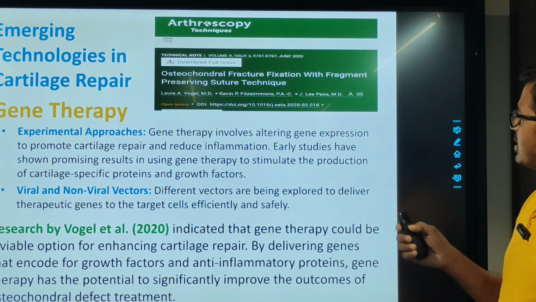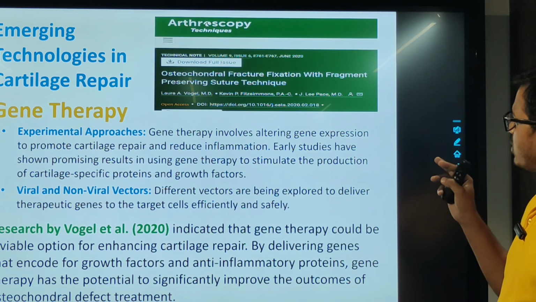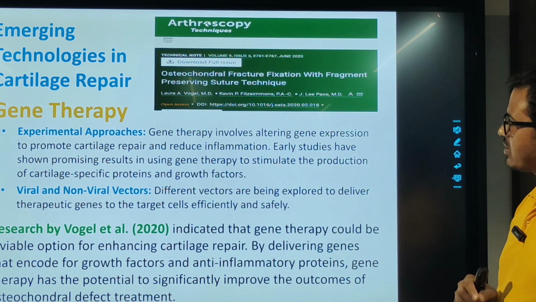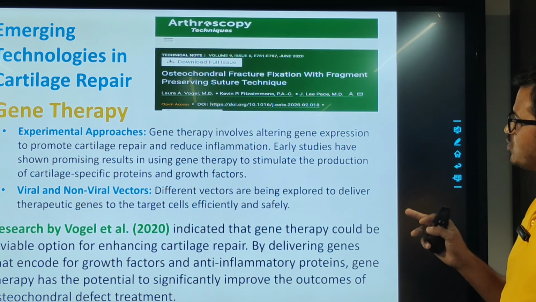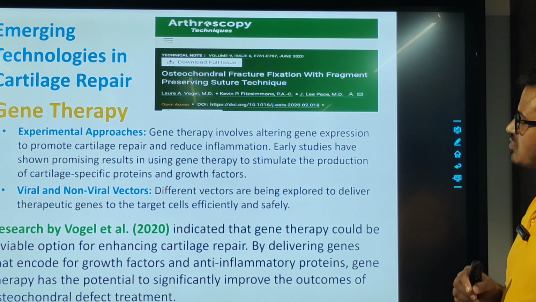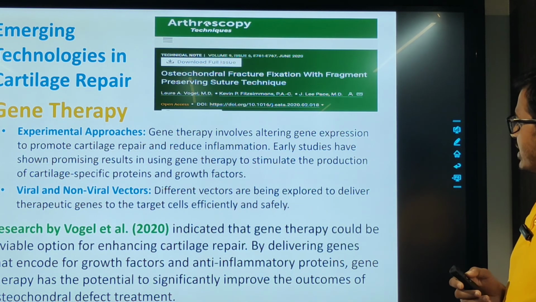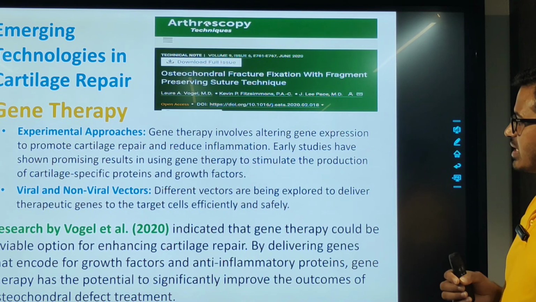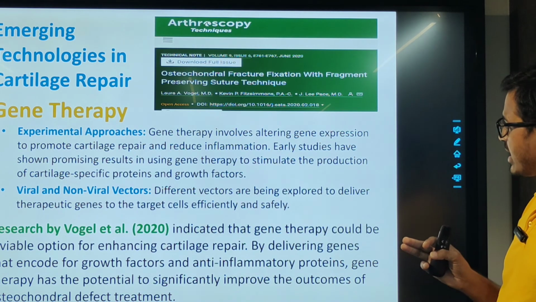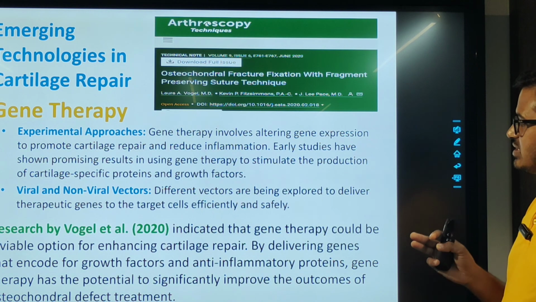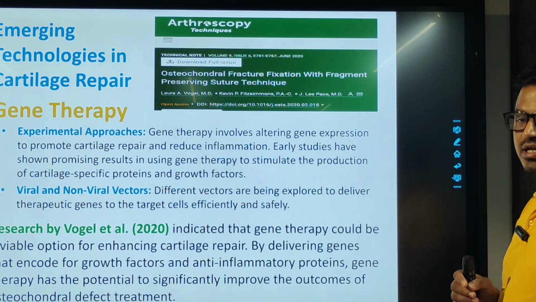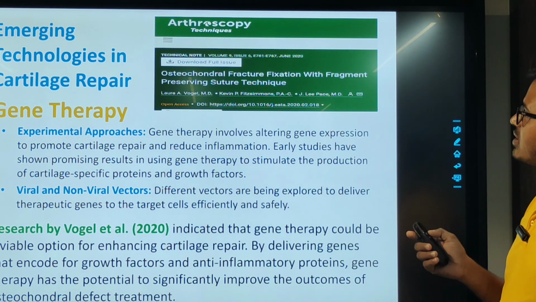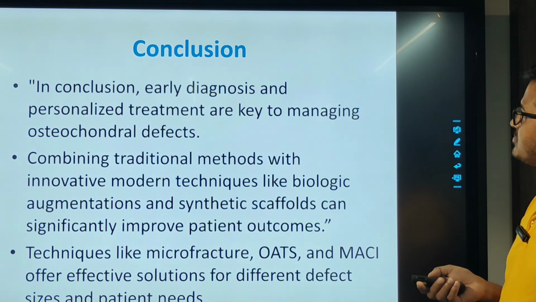Gene therapy we have already discussed. It involves altering gene expression to promote cartilage repair and reduce inflammation. Early studies have shown promising results using gene therapy. By delivering genes that encode for growth factors and anti-inflammatory proteins, gene therapy has the potential to significantly improve the outcome of osteochondral defect treatment.